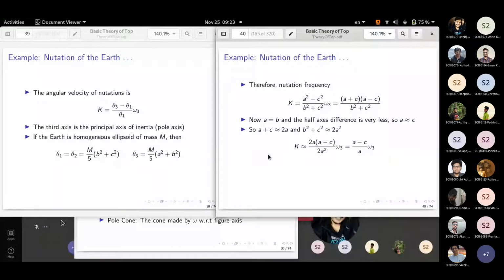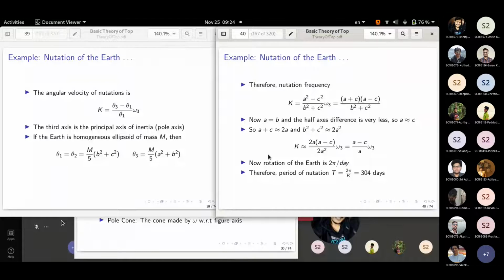If you do all this approximation, you get (a minus c) divided by a, multiplied by omega 3. Omega 3, we know, is the Earth's spinning rate, 2 pi radians per day. Omega 3 is your angular rate with which you have rotated along the figure axis. If you substitute all these numbers, you get this number, 304 days. So the figure axis is actually making a small wobble around the angular momentum vector with this period.